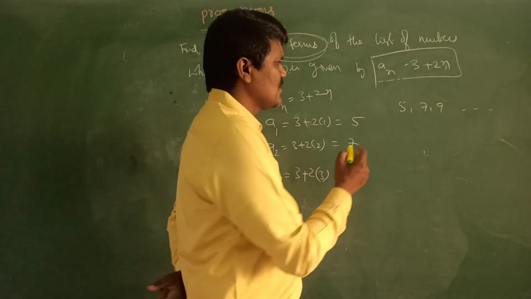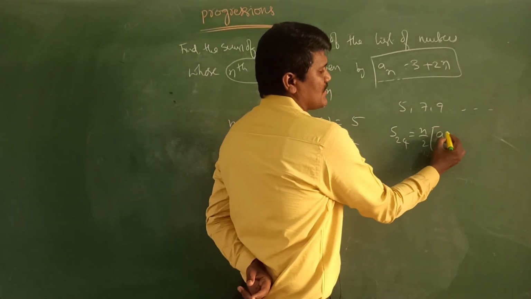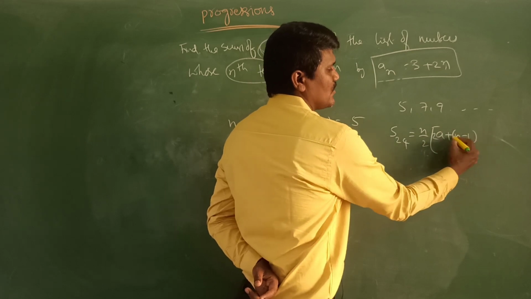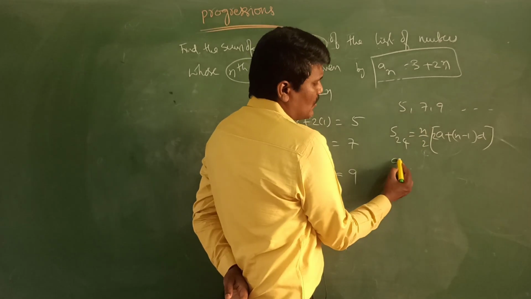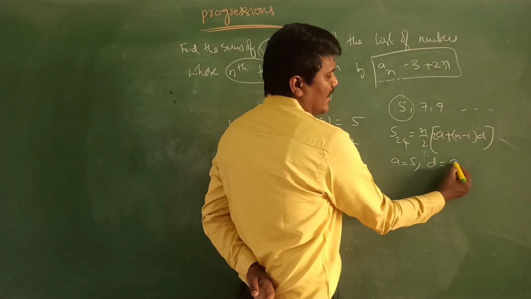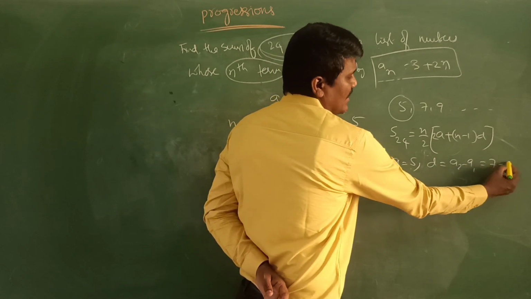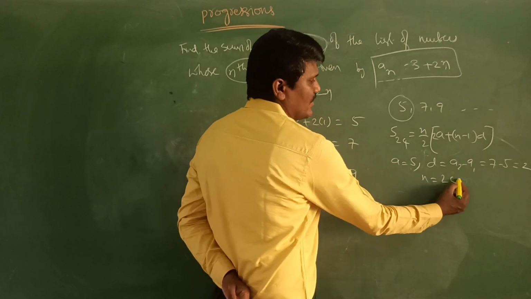You know the formula, right? So what is the S24 formula? n by 2 into 2a plus n minus 1 into d. This is the formula, right? So a is equal to how much? The first term is 5. d is equal to how much? a2 minus a1, that is 7 minus 5 is 2, and n is equal to 24.